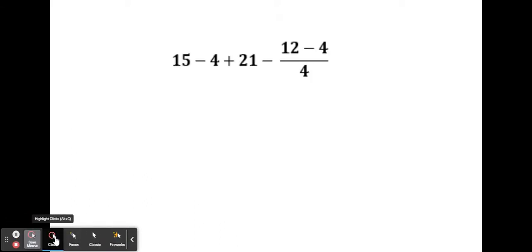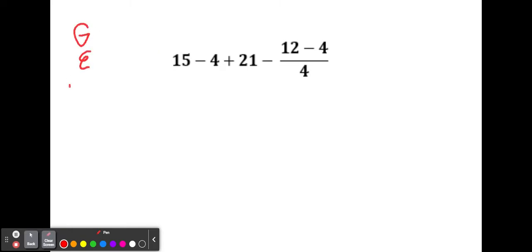All right, so here we have an expression. We need to simplify using order of operations. So we're going to do grouping symbols, exponents, multiplication or division, addition or subtraction. This fraction bar means it's a grouping symbol. I need to do whatever's on top first, and then I need to divide it by whatever my answer is on the bottom. So I'm going to do 12 minus 4, which is 8. And then I'm going to do 8 divided by 4, which is 2.